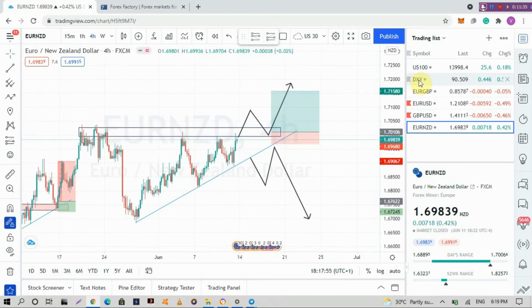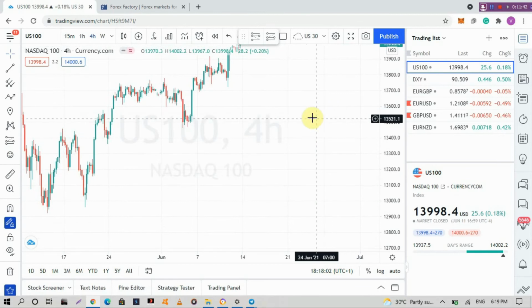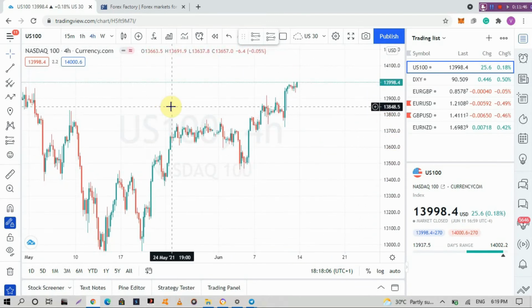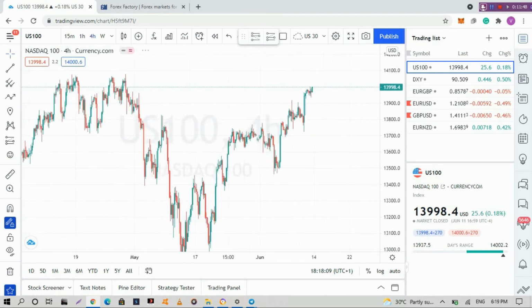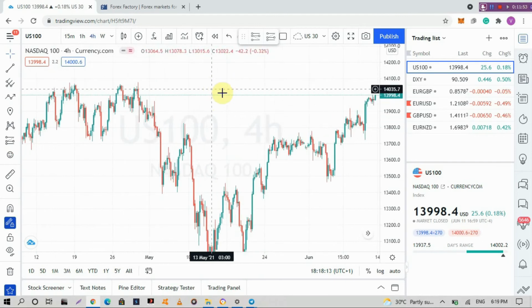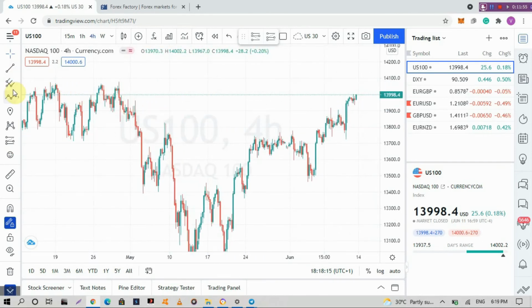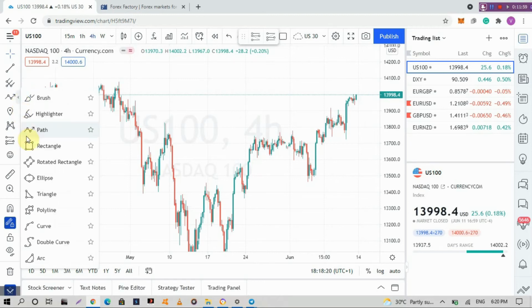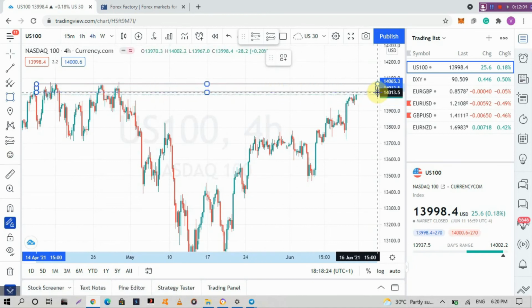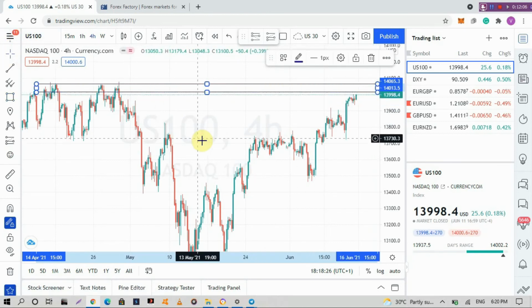Next, my last analysis for this coming week is my NAS 100, which is also US 100. We can see recently that NAS has been on a strong uptrend. But now NAS is definitely approaching a point of major resistance zone, which is around this region. You can see price making an approach toward this region.